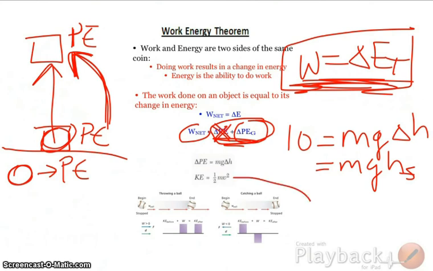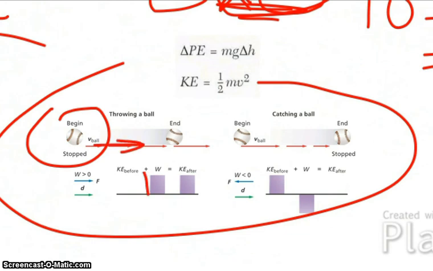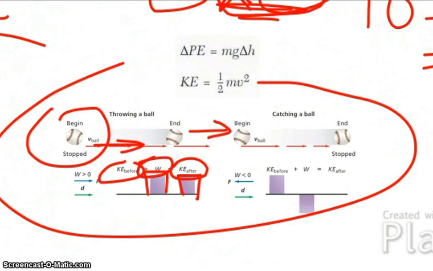Alright, here's another example down here. Let's look at this real quick. You're throwing a ball. The ball starts at 0. It has 0 kinetic energy. We're saying it stays at the same height, so we're not even considering potential energy. It stays the same. Okay, it starts with 0 kinetic energy, and then you throw it. You do work on it, and it gains kinetic energy. So before it has 0 kinetic energy, you do work, and it ends up with kinetic energy after. And it flies through the air with lots of kinetic energy.